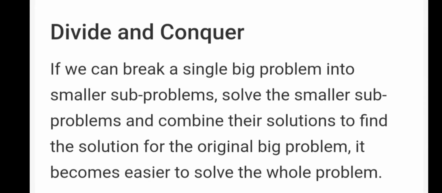This is just like divide and rule, right? Suppose you have a big problem, but you are unable to solve that big problem by yourself. So at the time, the big problem can be divided into smaller subproblems, and each and every small subproblem is assigned to someone, and all of them solve those subproblems. And if you combine the solutions of all subproblems, then you can get the solution for the big problem, right?